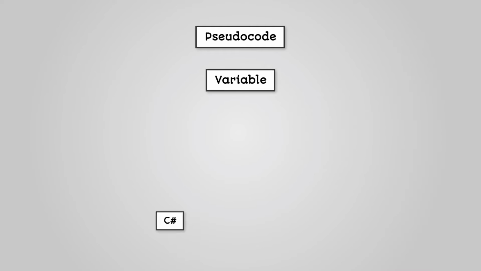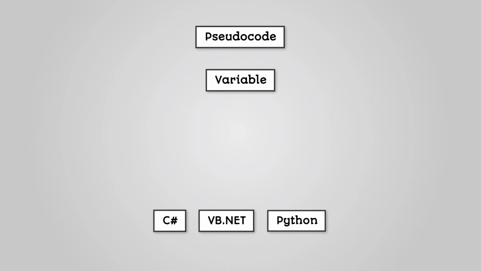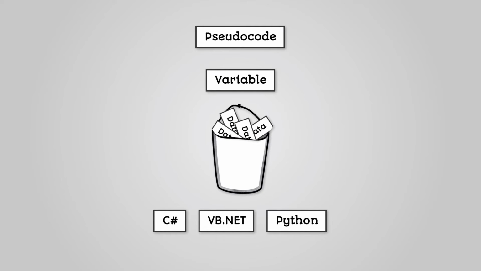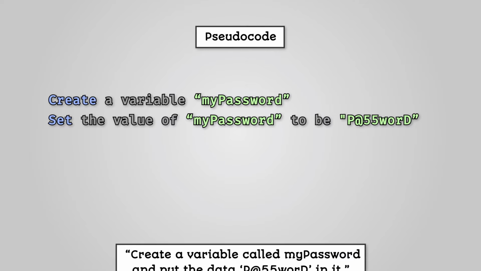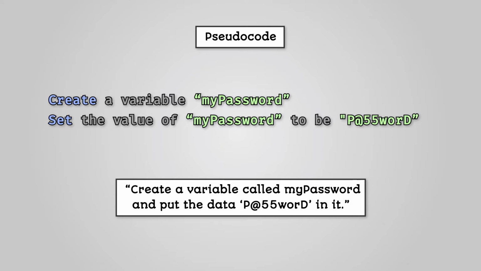Consider creating a variable in C#, VB.NET and Python. We will look at variables in more detail later on, but for now think of a variable as a bucket for storing data. In our case, we want to store a password. Variables need names, so we will call this one myPassword and give it a value of p@55word. To write this in pseudocode, we might write something like this. This is basically saying create a variable called myPassword and put the data p@55word in it.